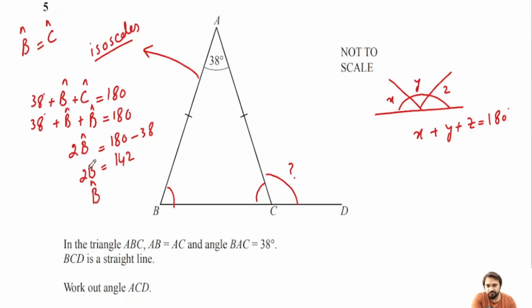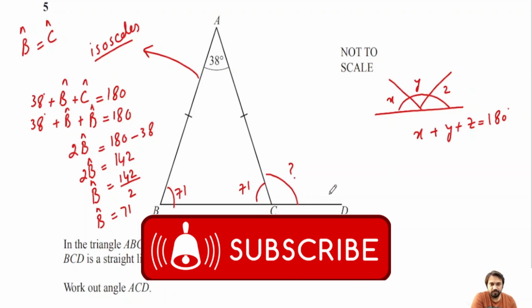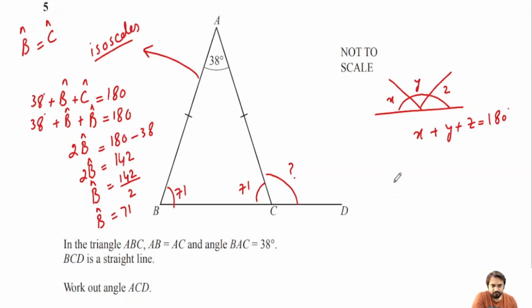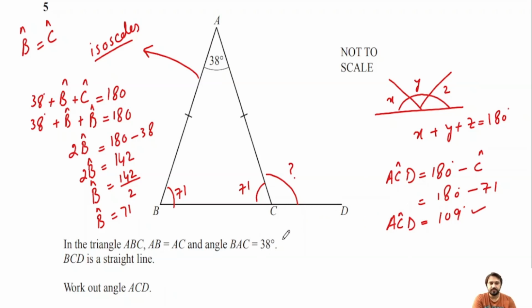Now we need to calculate the value of angle B. That would be 142 divided by 2. So 2, how many times? 14, 7 times, and 2 1 times, 71. So angle B is 71. It means angle C is also 71. Now we can calculate angle ACD, and that would be 180 degrees minus angle C. The angle C we have already found, that is 71 degrees. So 180 minus 71 would be 109 degrees. So angle ACD is equal to 109 degrees.